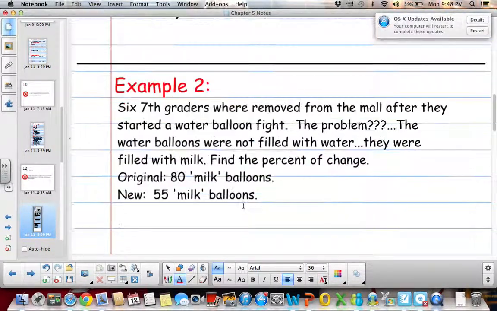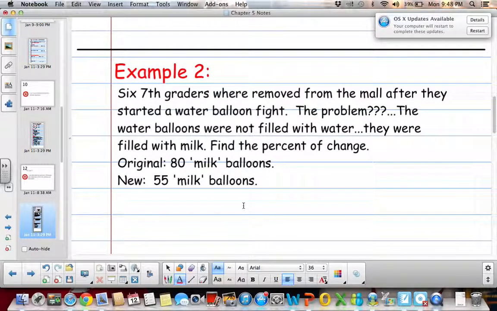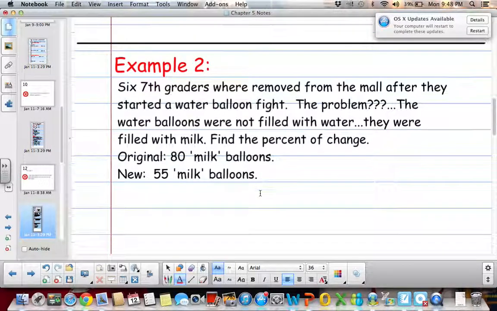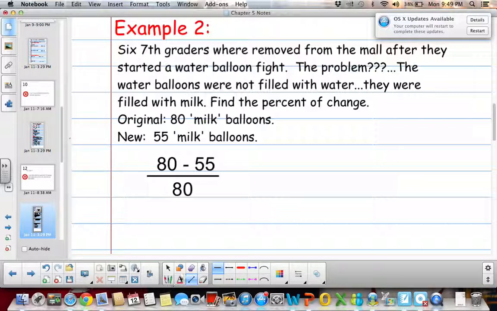Okay? 6th, 7th graders were removed from the mall after they started a water balloon fight. The problem? The water balloons were not filled with water, they were filled with milk. Find the percent of change. Okay, percent of change. So I'm just going to type this out instead of writing it. Percent of change, we would take 80 minus 55, and then we would put it over our original amount, which is 80. Okay, so we're going to divide it.